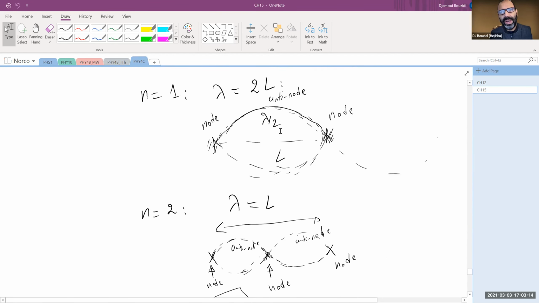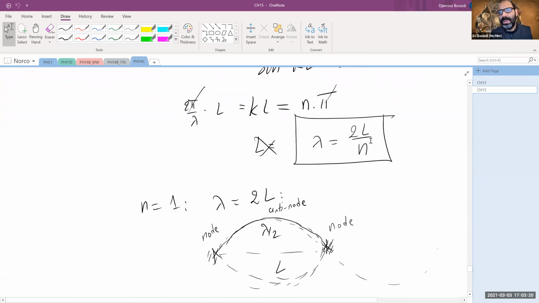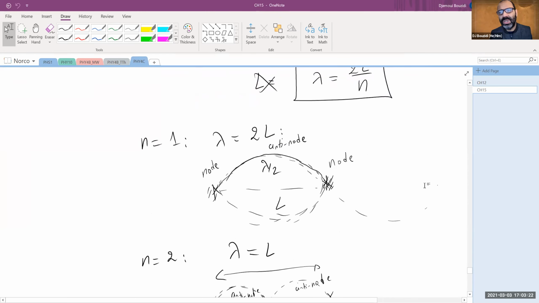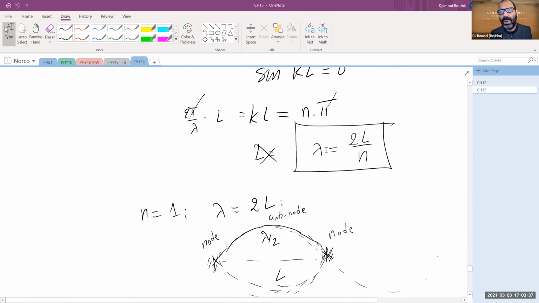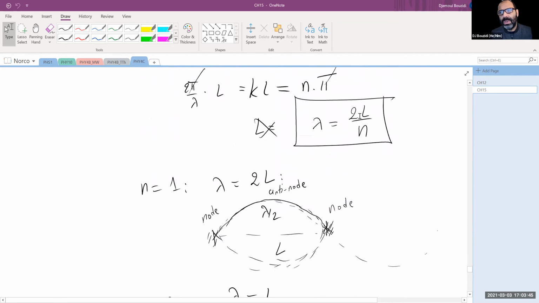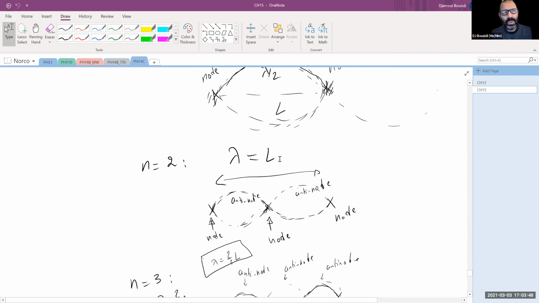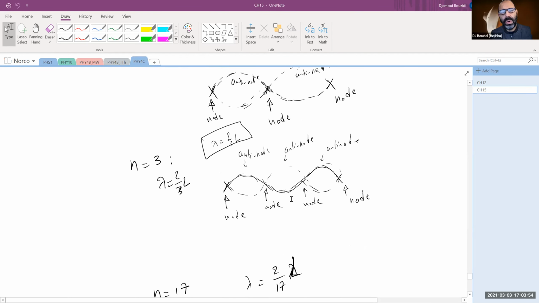We can visualize them in terms of the wavelength. When n equals 1, lambda is equal to 2L, meaning the wavelength is twice the length of the string, so what I'm looking at is half a wavelength. This is the so-called fundamental mode. Then n equals 2 is the first overtone, the second mode. The 2 cancels the 2, and I have lambda equals L. That is the first excited mode, then n equals 3, and so on.